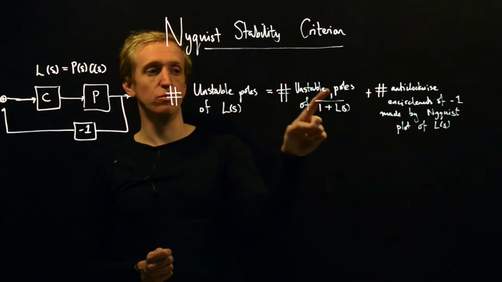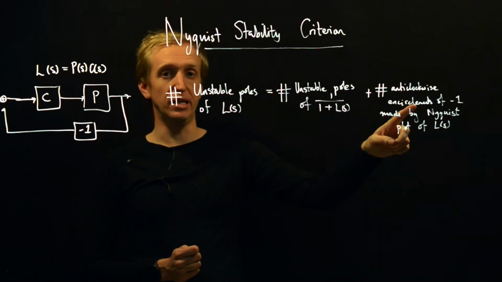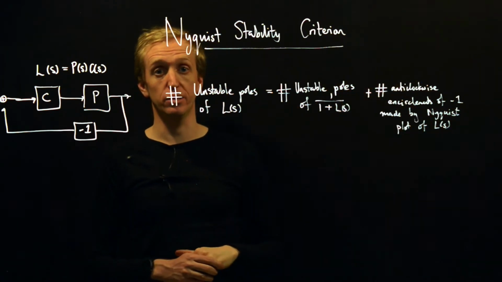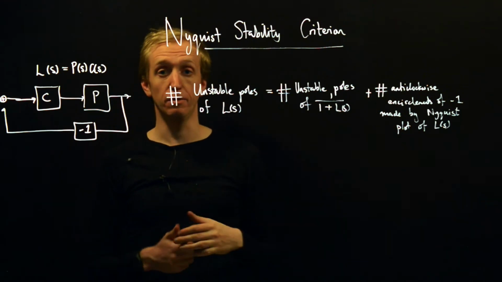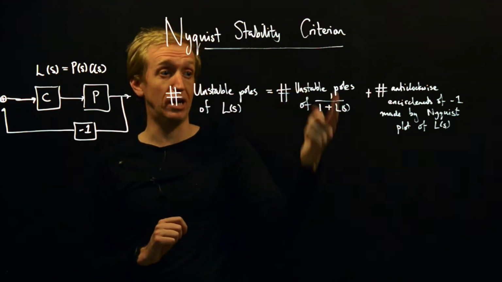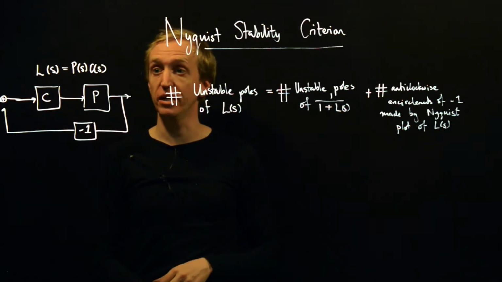And we want 0 here, this is 0, and therefore we need there to be no encirclements of the -1 point made by the Nyquist plot. But here we have a more general version that applies in the unstable case, and will even tell you how many unstable poles you get should you be predicting instability.